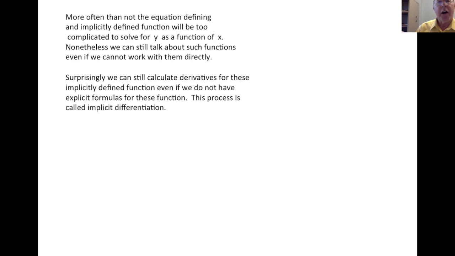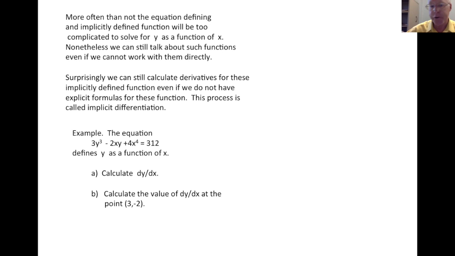So usually an implicitly defined function will be too complicated to solve for y as a function of x, but we can still talk about such functions even if we can't work with them directly. Surprisingly, we can still calculate derivatives of such functions, and this process is called implicit differentiation. We're going to finish off this video by looking at two examples of implicit differentiation.